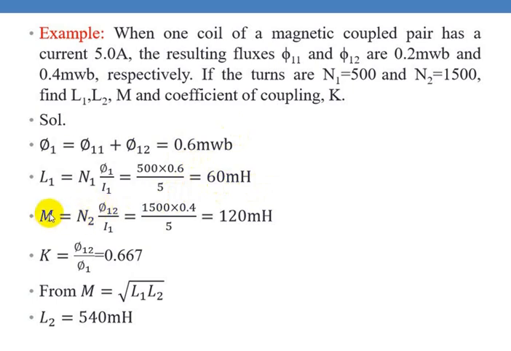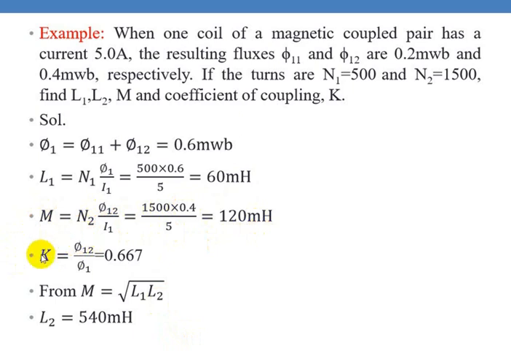Similarly, mutual inductance. So mutual inductance is given by the formula N2 into Φ12 by I1. So this is the formula. That is the number of turns in the second coil multiplied by the flux linkages in that coil due to the current in the neighboring coil. Therefore, that is 1500 into 0.4 by 5, which will be equal to 120 millihenry.